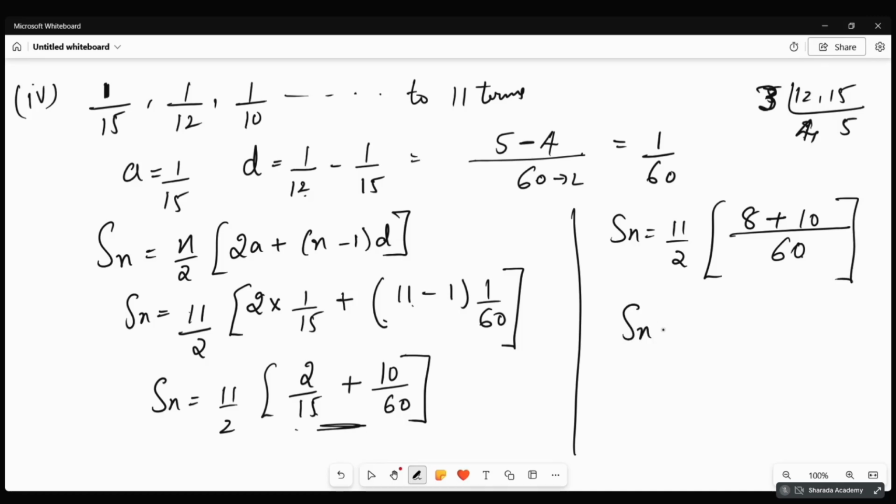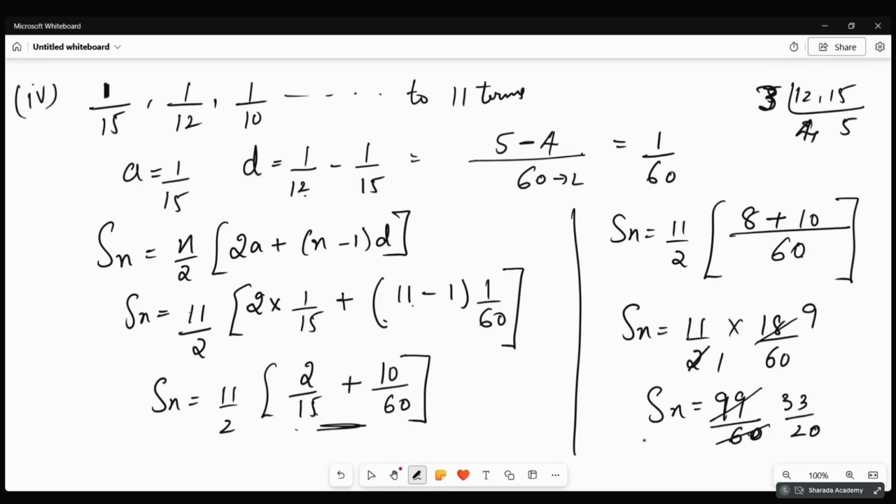Okay. So Sn is equal to 11 by 2 into 18 by 60. 2 ones are 2, 9 twos are 18. 99 by 60, so this I can divide by 3. 33 by 20. So Sn is equal to 33 by 20.